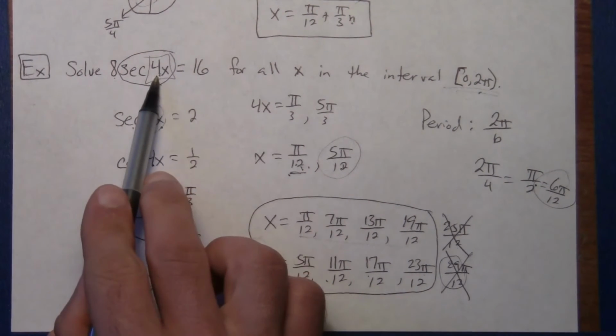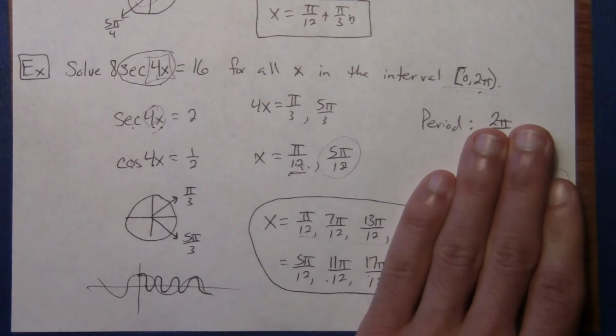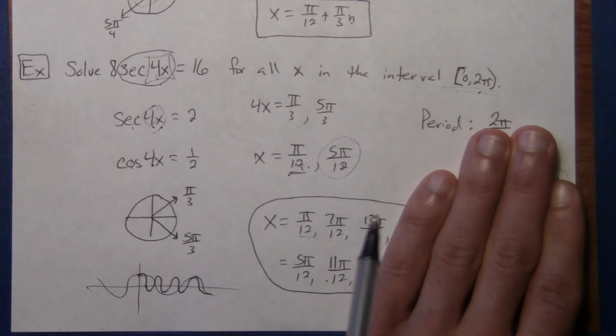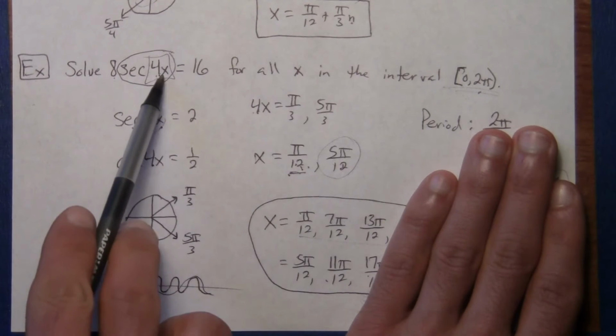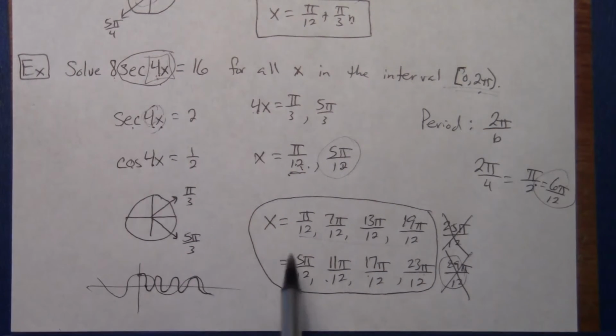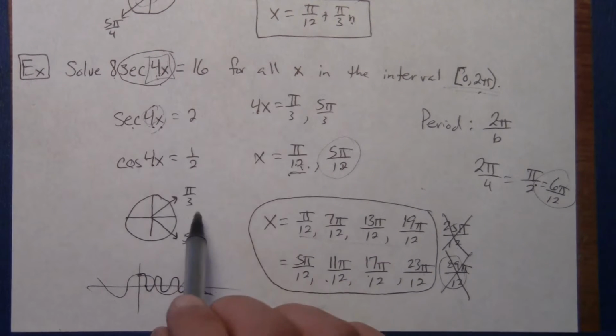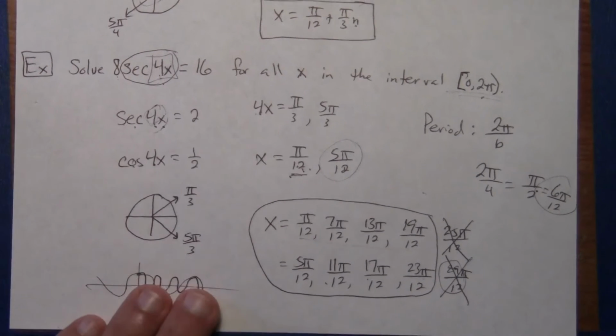So had that been a 3, then I would have had 6 answers, and I would have had a 9 in the denominator instead, because I would have had to divide by 3. But that's kind of the idea. Whatever happens to x up here, it's going to do that to the number of answers you have. A little tricky, but once you get the hang of it, it's not so bad.